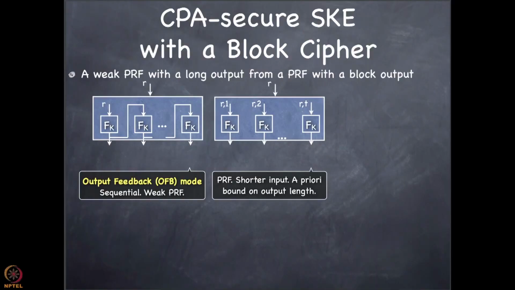Here's another approach so that you actually get a PRF, not a weak PRF. Not that it matters, but why not? Here I split, actually this R is a little shorter than a block. Let's say the last bits of this R, if the original R was say 128 bits, this is only, let's say 100 bits. So set aside some 28 bits. What am I setting it aside for? I'm setting it aside for this counter.